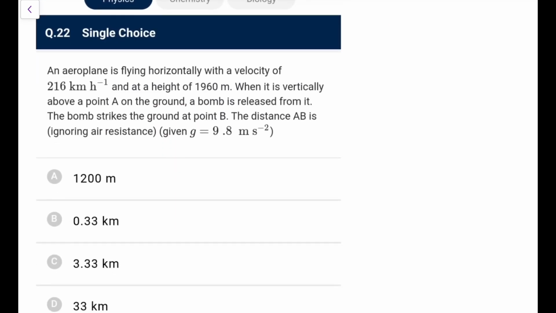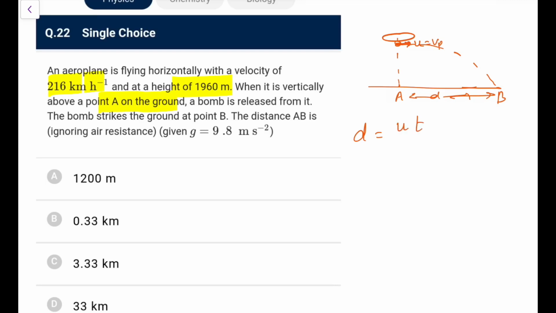Next, an aeroplane is flying horizontally with velocity 216 kmph at a height of 1960 meter. When it is vertically above a point A on the ground, a bomb is released. The bomb strikes the ground at point B. The plane was here, directly above A, and it releases the packet. The packet carries the history, that is, its velocity is equal to the velocity of the plane initially, and it goes in a projectile path like this, and this is the distance d I am talking about. This d depends on the time of flight, and the horizontal component remains the same, that is u into t, and this t is equal to root 2h by g.